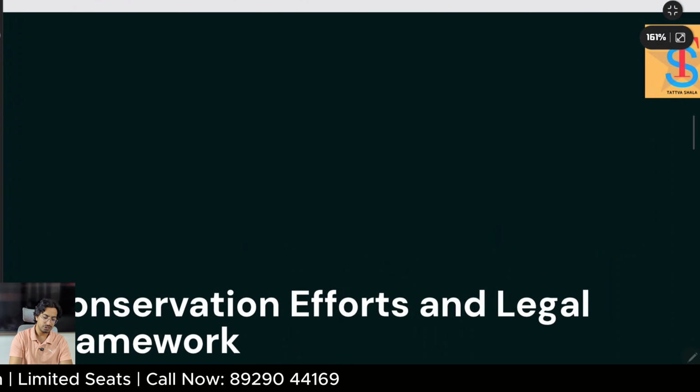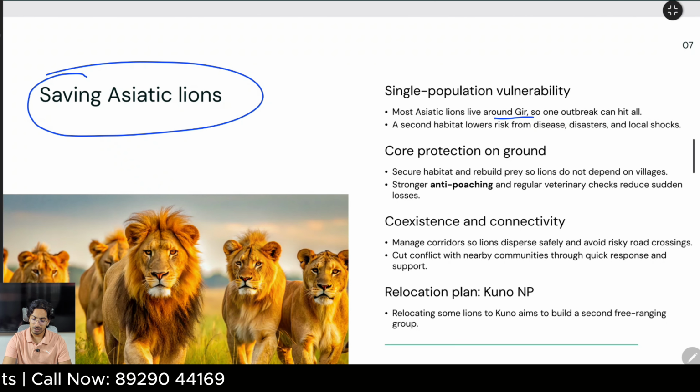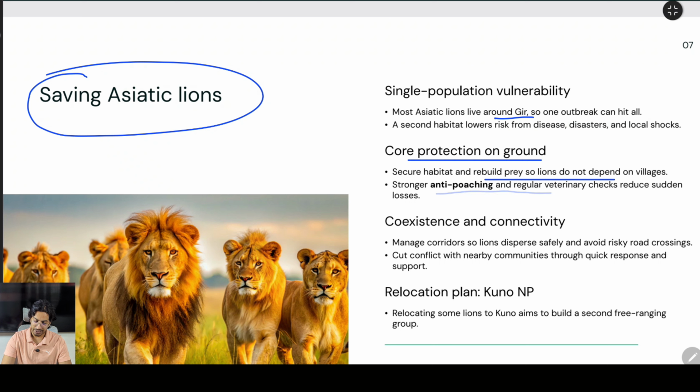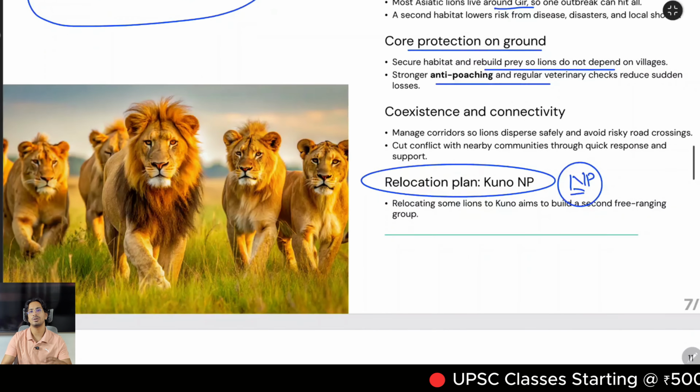So, about saving the Asiatic lion. Most Asiatic lions live around Gir, with core protection on the ground, secure habitat and rebuilding prey so lions do not depend on villages. Stronger anti-poaching and regular veterinary checks reduce sudden losses, along with coexistence and connectivity, and we have a relocation plan, Kuno, and there's one more national park. If anybody knows, please write it down in the comment section below.